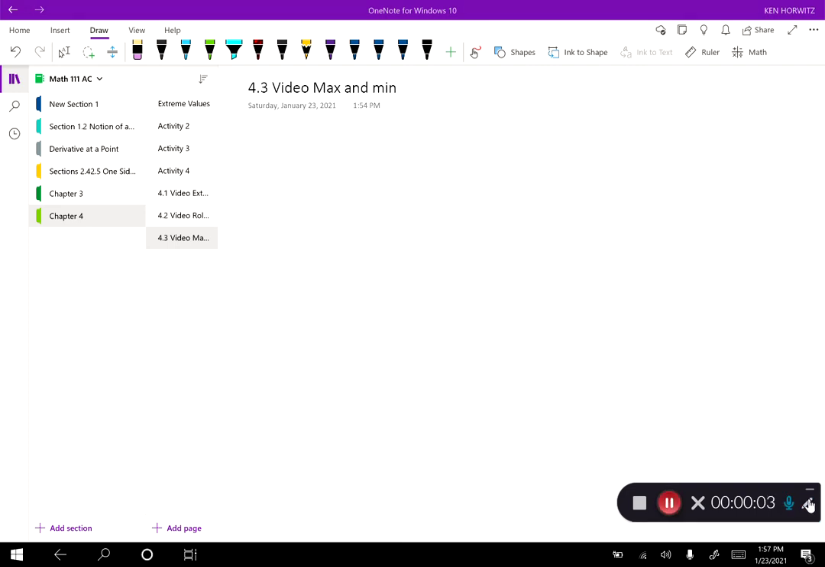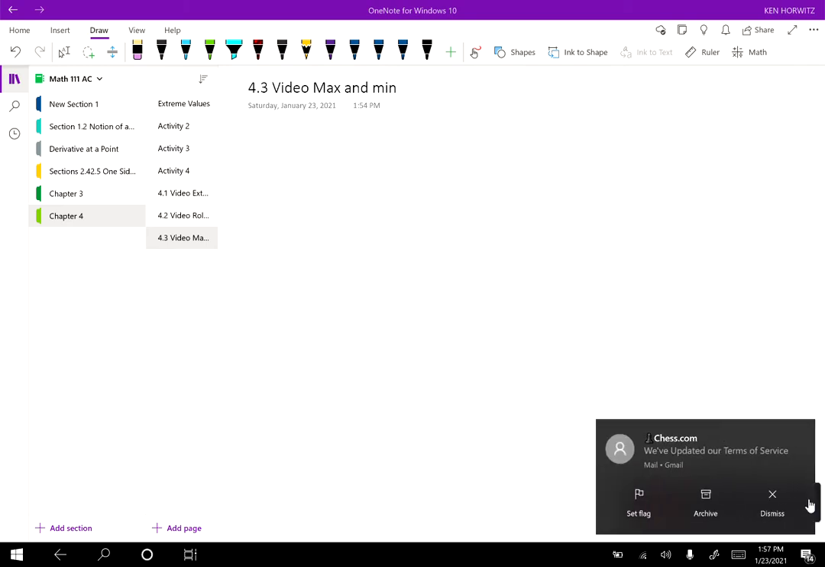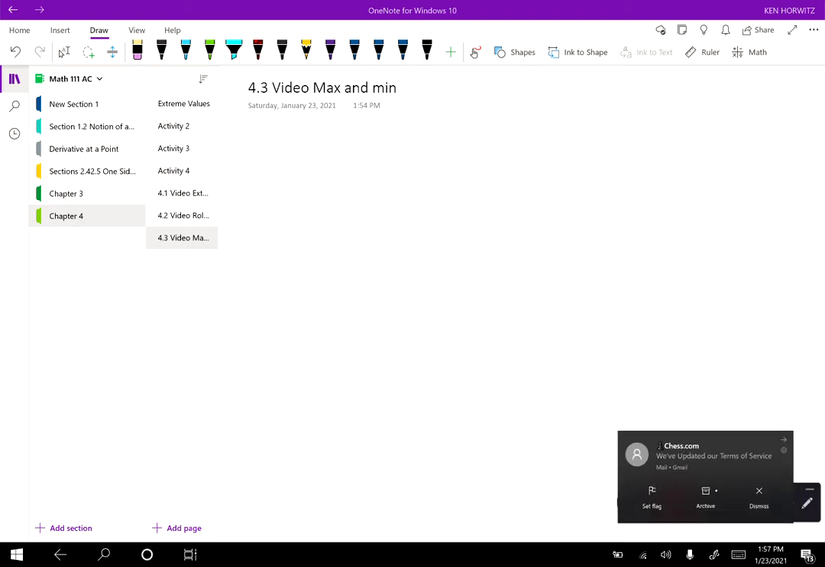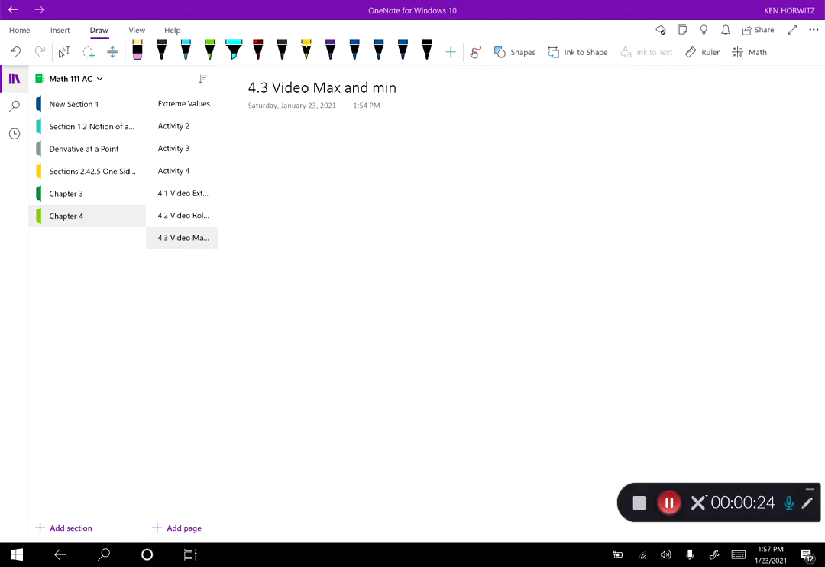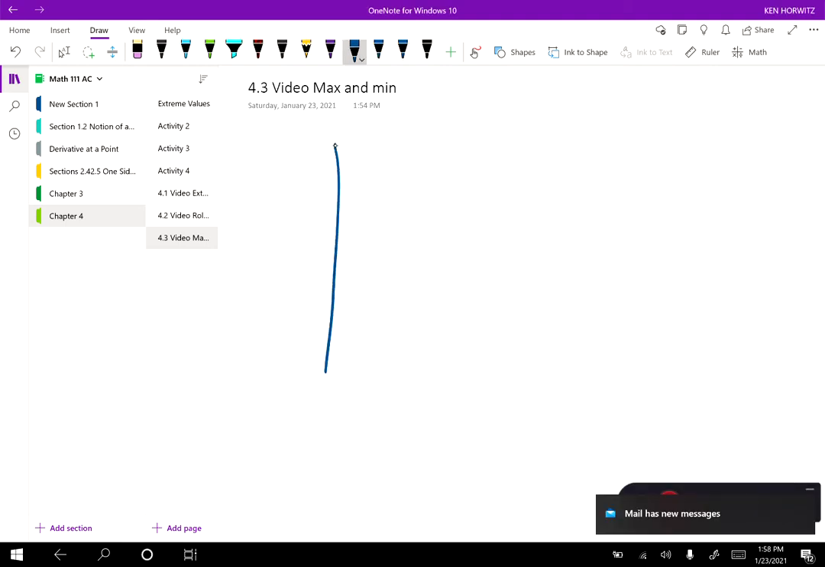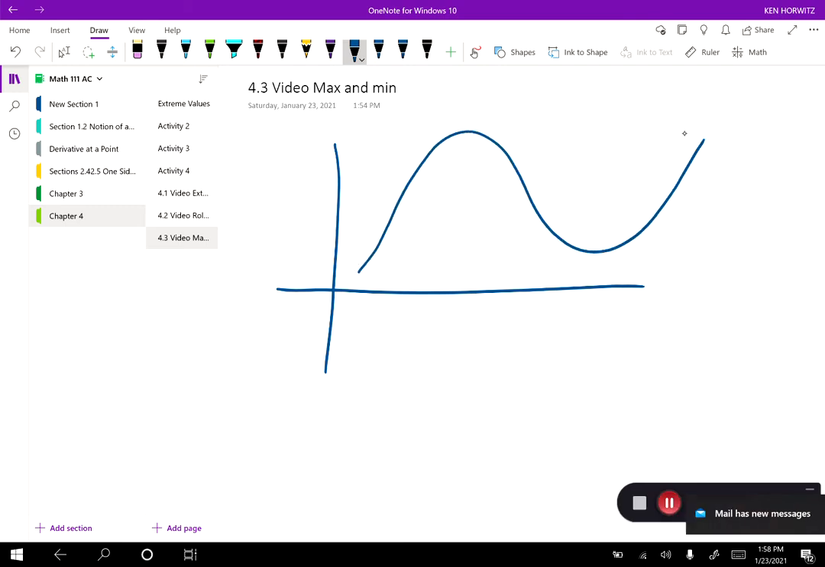Welcome back, everybody. In the past, we talked about derivatives and said that it was the slope of the tangent line. Well, now let's see how the slope relates to the function. This is one of the first major applications that we're going to talk about in this class. So let's take a look at a graph. Doesn't matter what graph it is. We're just looking at the slope of the line.